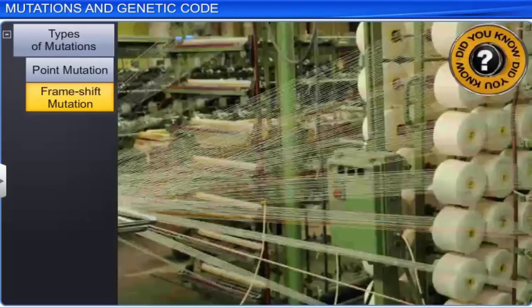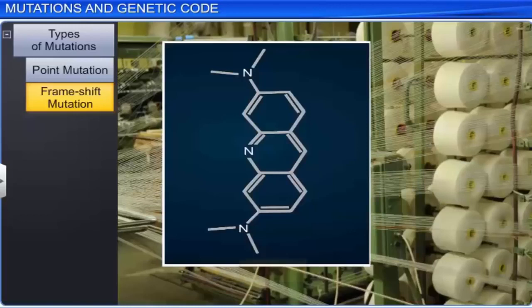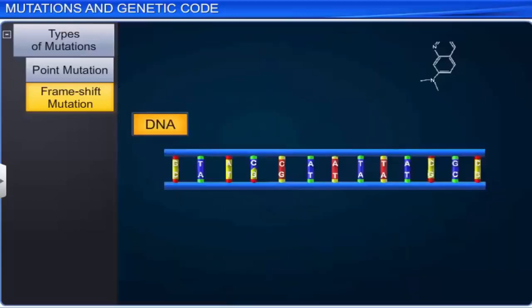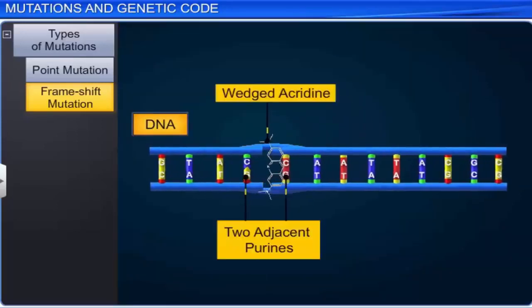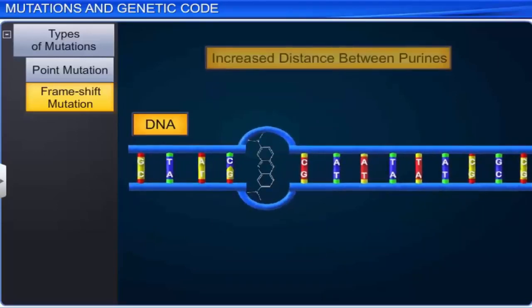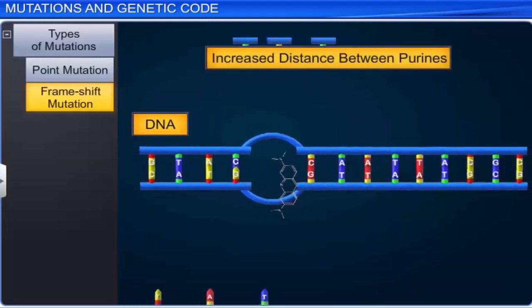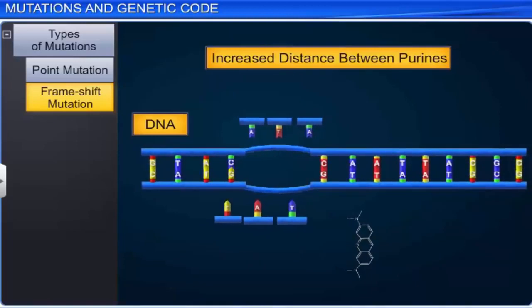Did you know that frame shift mutation is common among textile workers? This is because they are often exposed to acridine dyes such as 5-aminoacridine, which enters their bodies through inhalation or physical contact. These dyes get intercalated or wedged between two adjacent purines and thus increase the distance between them from 3.4 angstroms to 6.8 angstroms, leading to frame shift mutation.